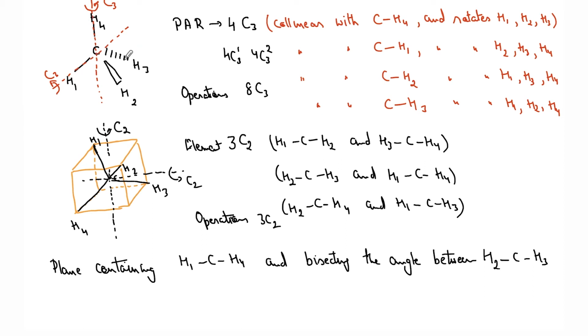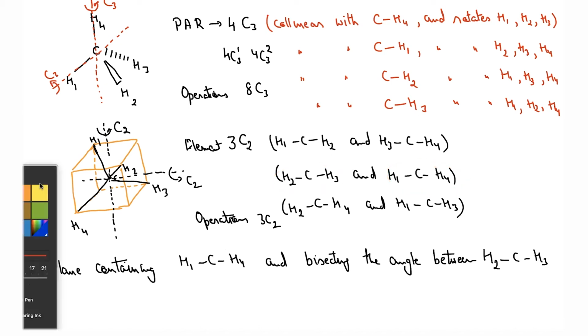bisect this angle. Okay. So now if it has to contain one particular angle and bisect the other angle, and there are 6 such angles, that means there can be 6 such planes. It will contain one of the angles and it will bisect the opposite. For example, if it is containing the H1 C H4 angle and it is bisecting H2 C H3, then there would be one plane actually containing this and bisecting this, right? So vice versa it will be.